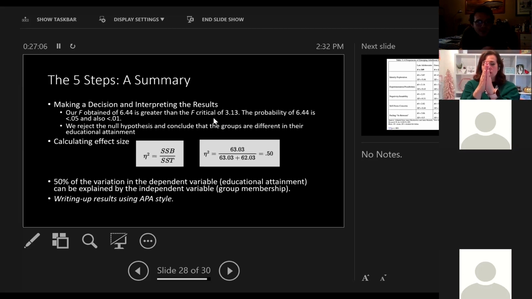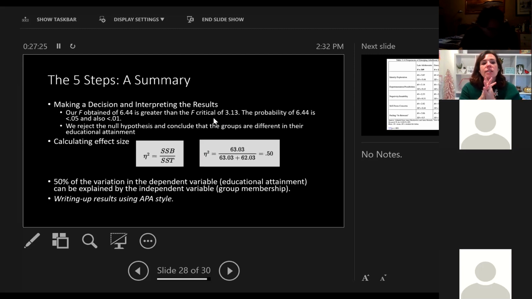Find your critical, which again, Excel just gives it to you, so we don't need to panic on how to find it. Here's your F critical. It is way above that. Therefore, we can reject the null hypothesis and conclude that the groups are different in their educational attainment.